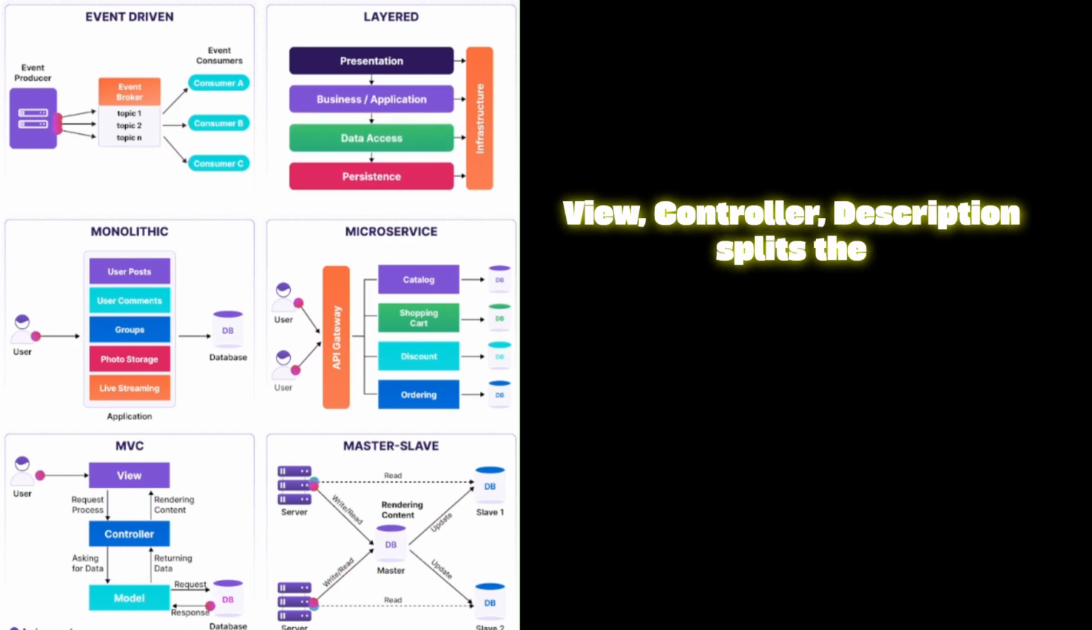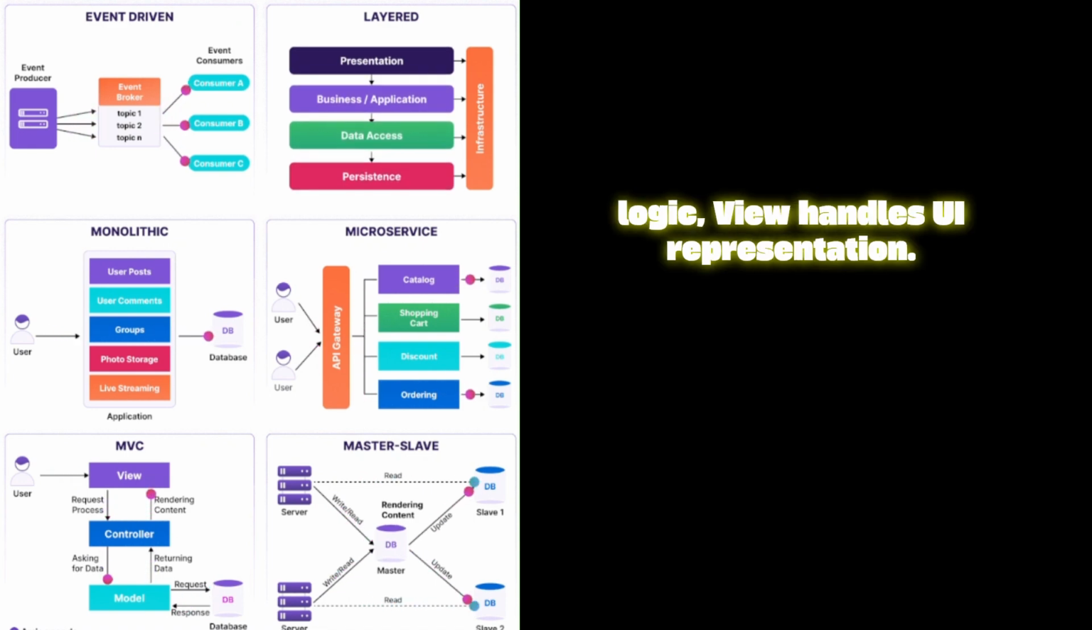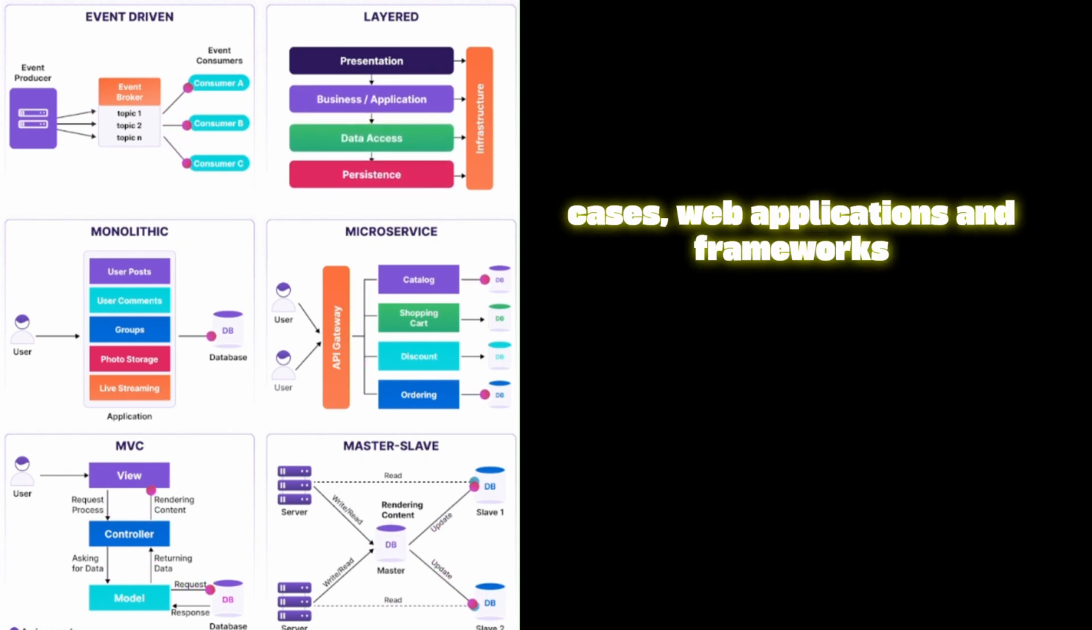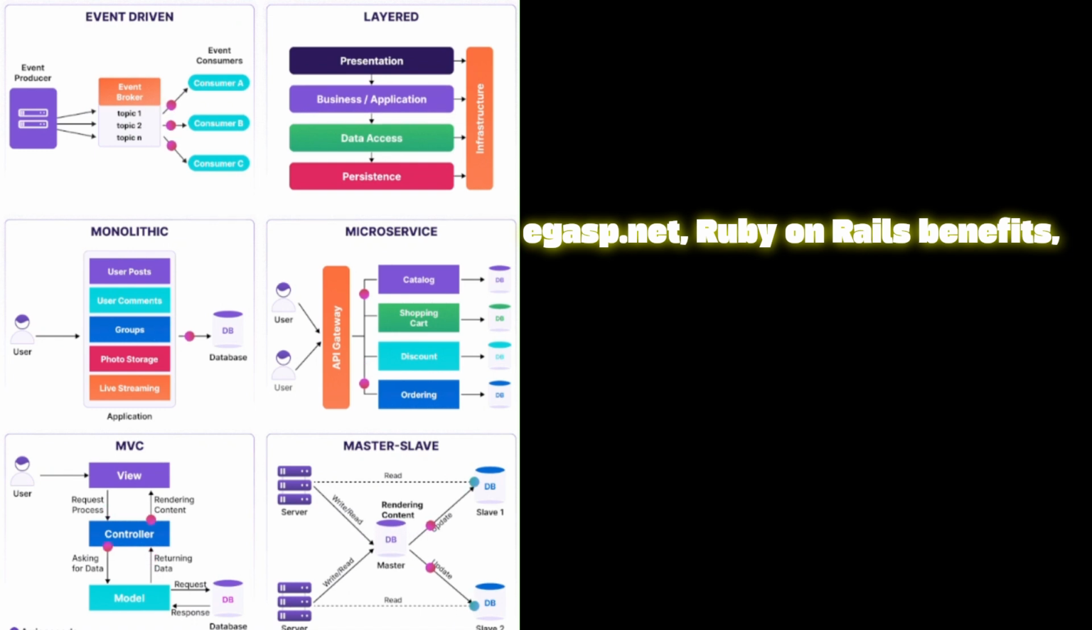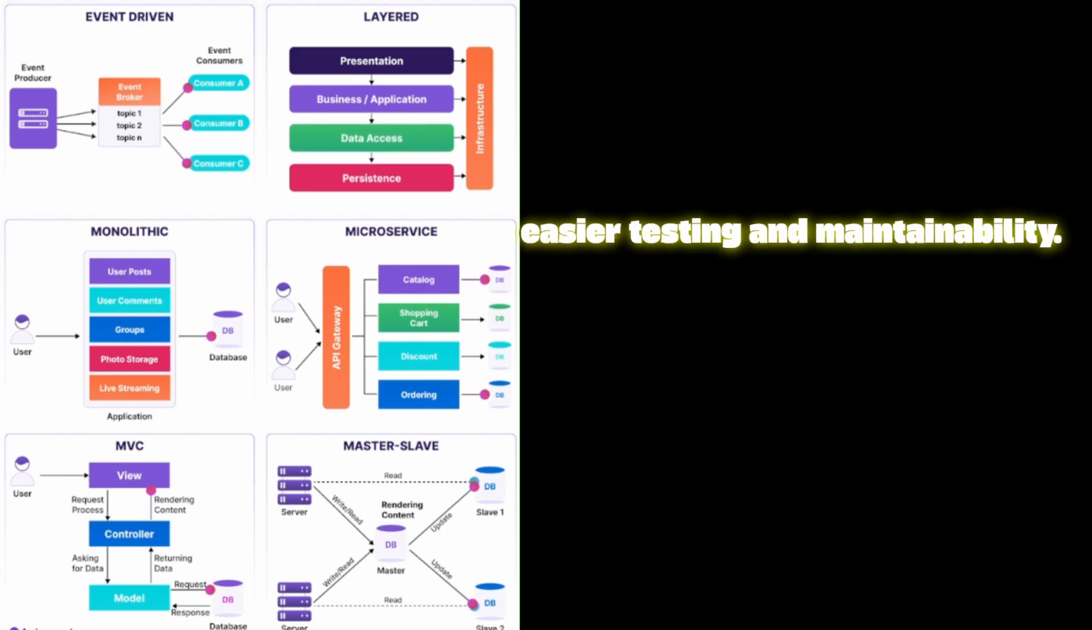MVC, Model View Controller. Description: splits the application into three parts. Model, manages the data and business logic. View, handles UI representation. Controller, connects user inputs to the model and view. Use cases: web applications and frameworks, e.g., ASP.NET, Ruby on Rails. Benefits: separation of logic and presentation, easier testing, and maintainability.